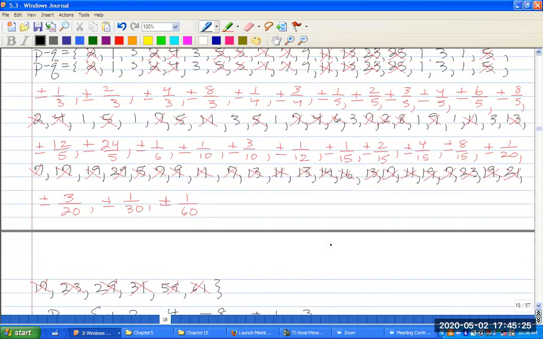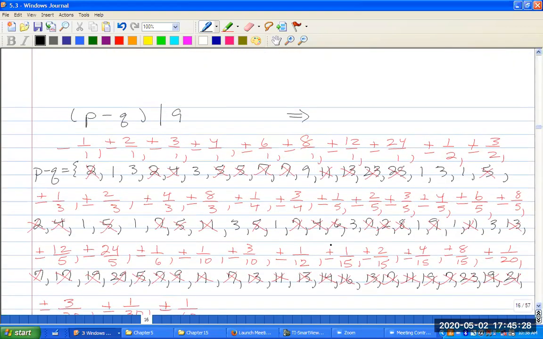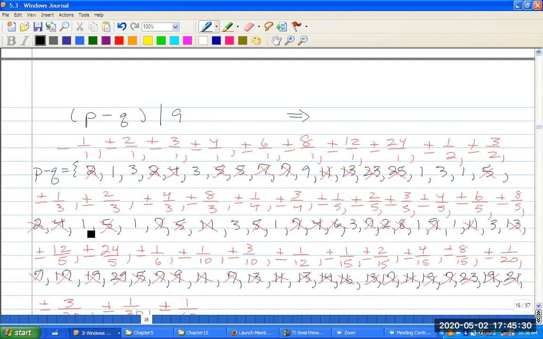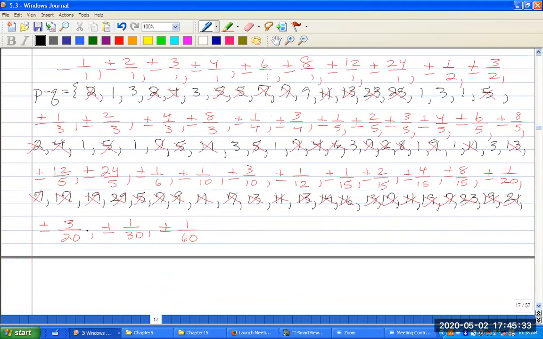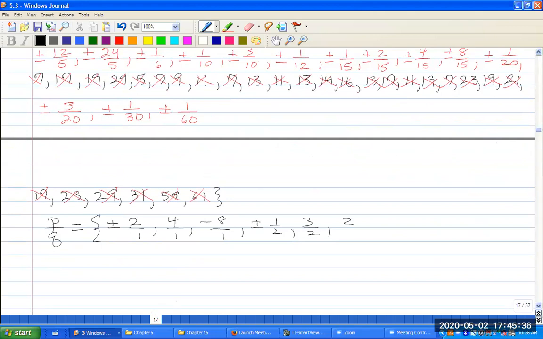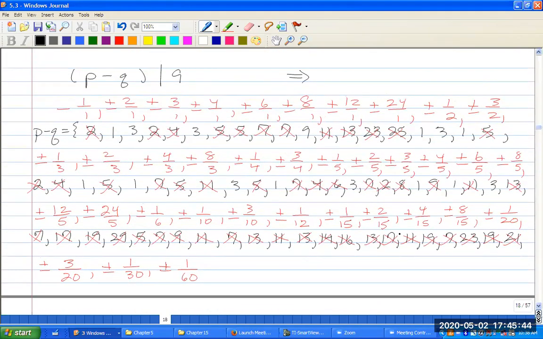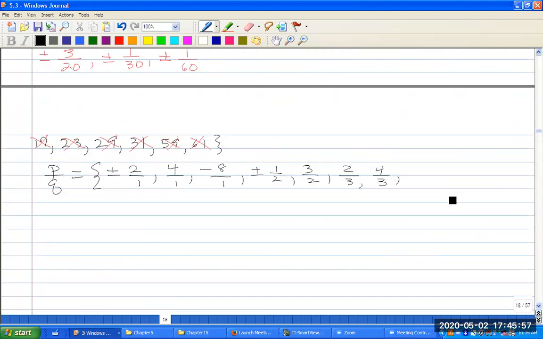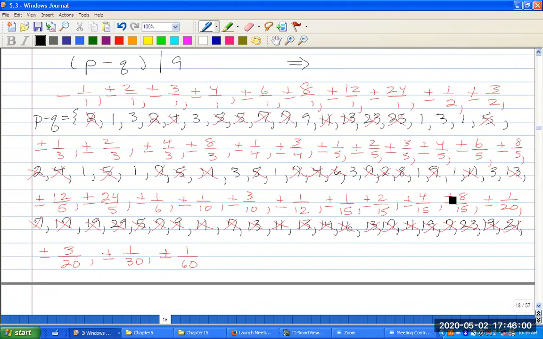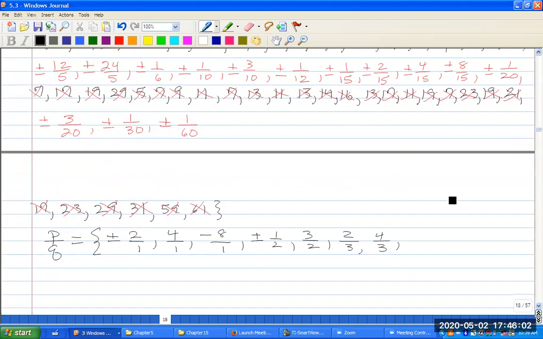Those are still there. Okay, next line. What's still left? Oh, the 2/3 and the 4/3. The ones that are only one away from each other. Okay, 2/3, 4/3. The 4/5 and the 6/5. 4/5, 6/5, 8/5.